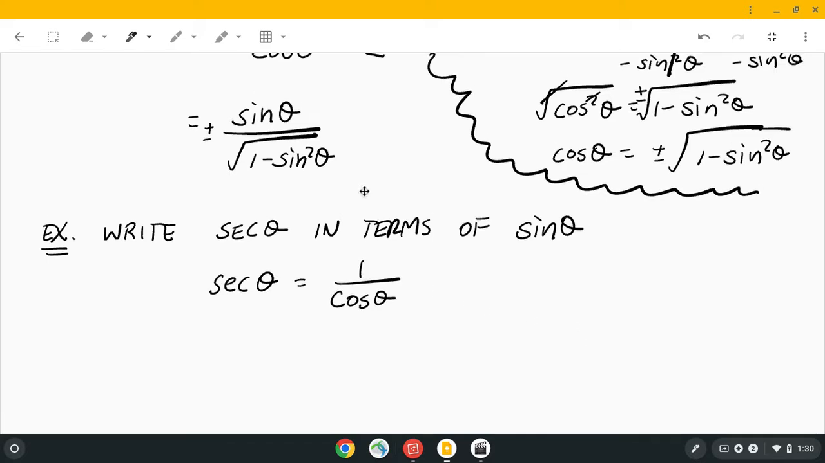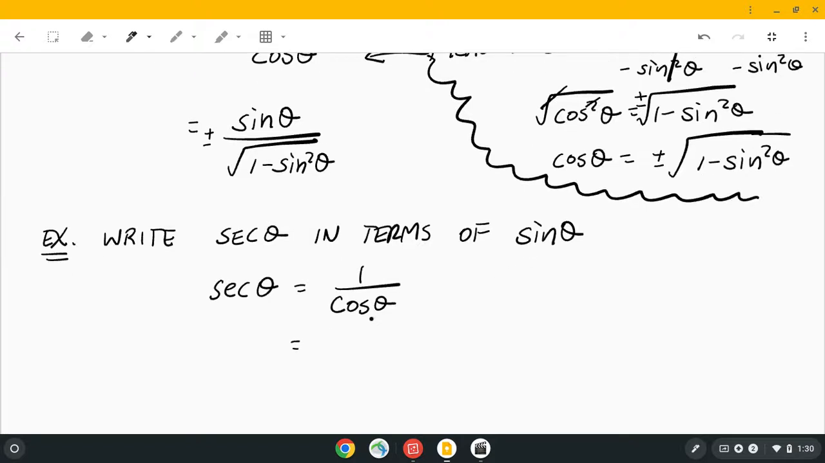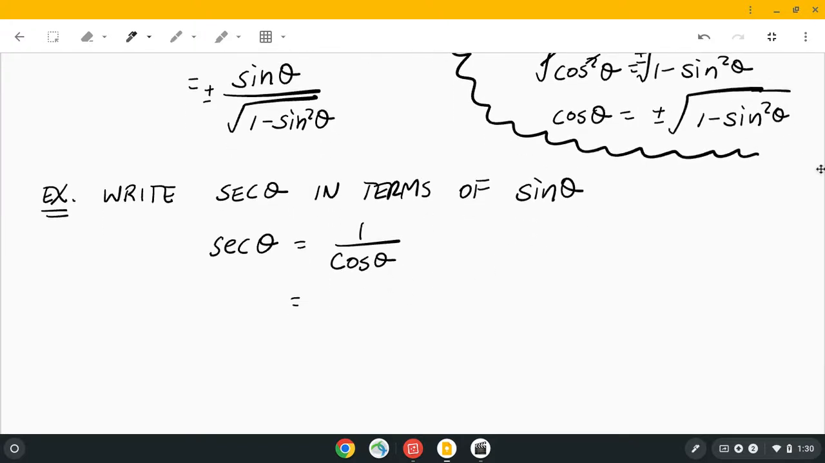And in the previous problem, we found out that cosine is actually plus or minus the square root of 1 minus sine squared. So I can replace the cosine theta over here with this. So I get 1 over, and I could put the plus minus there, the square root of 1 minus sine squared theta. Okay, and now I have secant theta rewritten in terms of sine theta. Okay, so that is all there is to that one.